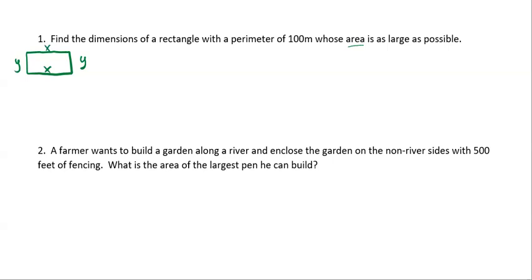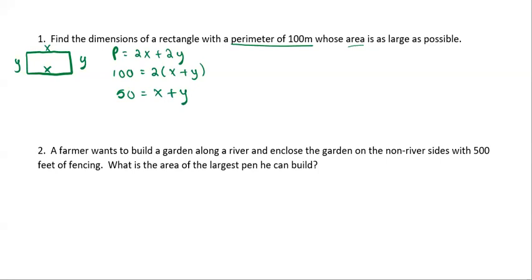And I know that I can figure out the perimeter by adding all the sides. So 2X plus 2Y. And we know that we have 100 for our total perimeter right here. I could factor out a 2, so I have X plus Y with the 2 factored out. Divide both sides by 2, and I have 50 equals X plus Y.